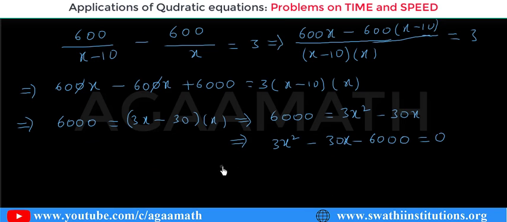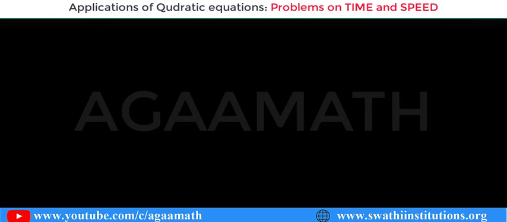Okay. Now if we observe here, in all the 3 terms, I think we can divide each term by 3, right? So if I divide each term by 3, 3x square by 3 means x square remains, minus 10x, and here also divided by 3, it is minus 2000 equals 0. So now we have to find the roots for this quadratic equation so that we'll get the value of x, right? So the final quadratic equation is x square minus 10x minus 2000.